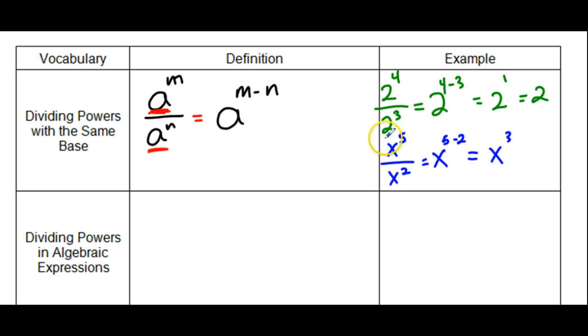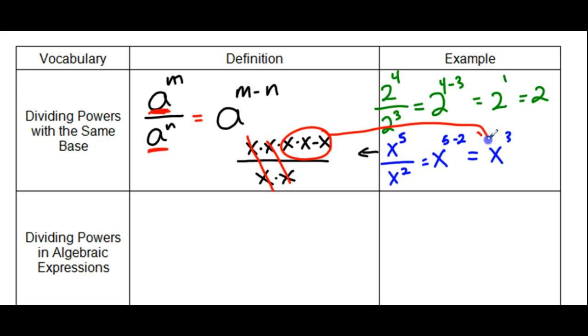So right now you guys are just kind of going along with the rules. Let me show you what exactly is happening. X to the 5th means that there are 5 x's: 1, 2, 3, 4, and 5, right? On the bottom there are 2 x's, 1 and 2. So what actually happens is that if we set these up like this, they cancel out, and we're left with 3 right here. Hence our answer, x to the 3rd. That's essentially what's happening with all of these variables.